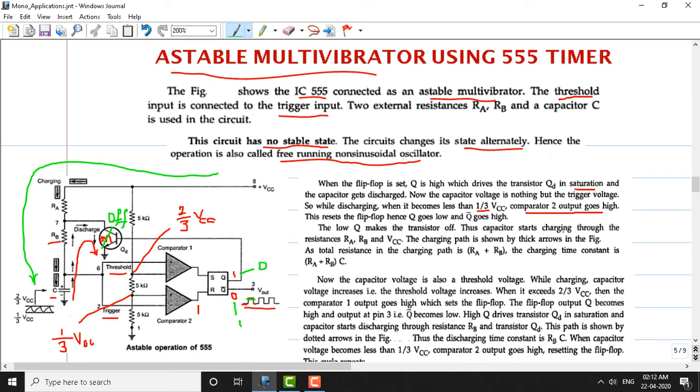Thus the capacitor starts charging through the resistances RA and RB and VCC. You can see that in this path we have RA, RB, and VCC. These are three components required for charging the capacitor. The charging path is shown in green color here. The charging path is now RA plus RB as the total resistance, and the time constant is RA plus RB into C.